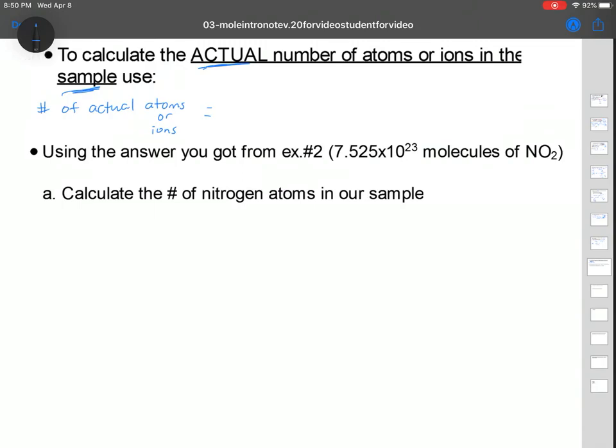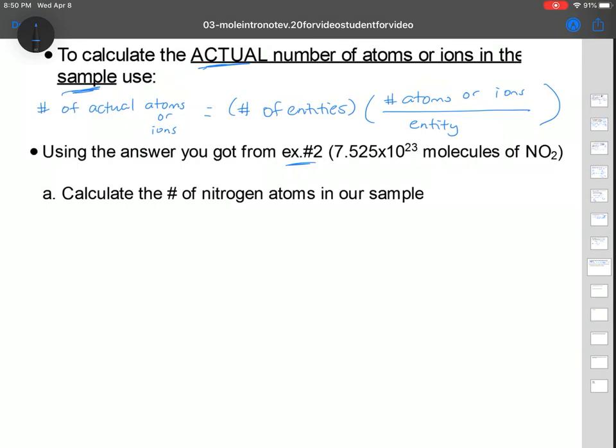I will specify again because your textbook will. So you're going to take how many molecules you have, or formula units or whatever, number of entities, and then the number of atoms or ions in one entity. So again, if you're looking for the number of atoms, the entities would cancel out, and that's what you would be left with. Okay, so here we have this again, we're just continuing with our example.